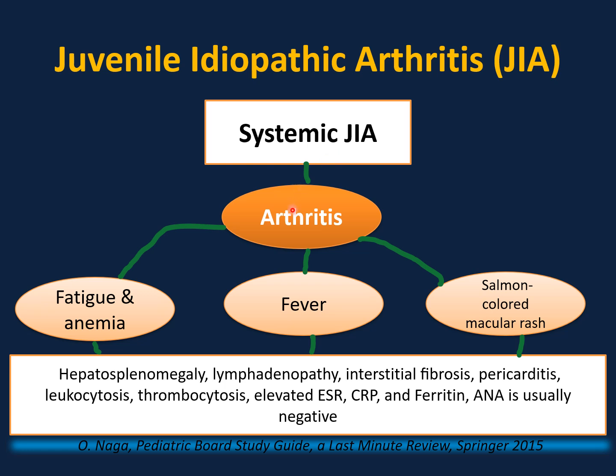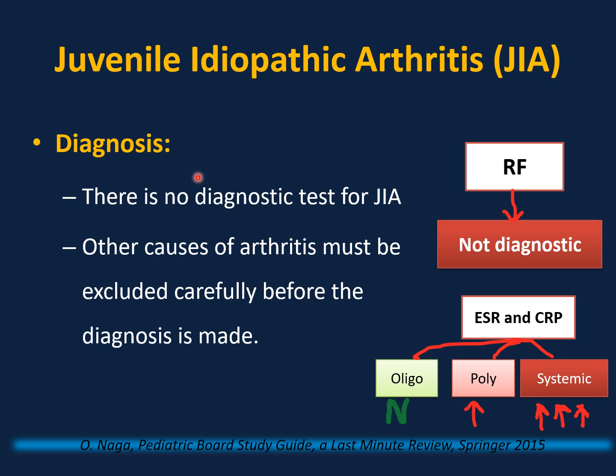Systemic JIA is arthritis associated with fatigue, anemia, fever. The fever usually greater than 39 Celsius. The fever comes once or twice a day, associated with a salmon-colored macular rash, usually non-pruritic, so the rash comes and goes with the fever. Hepatosplenomegaly, lymphadenopathy, pulmonary like interstitial fibrosis, pericarditis, leukocytosis, thrombocytosis, elevated ESR and CRP, and serum ferritin. ANA is usually negative.